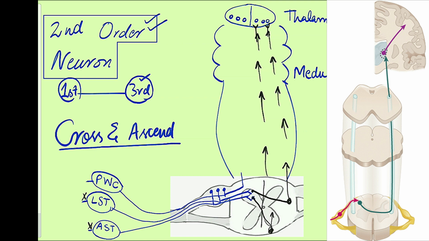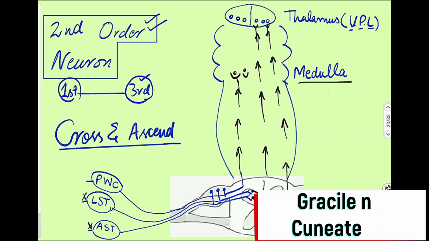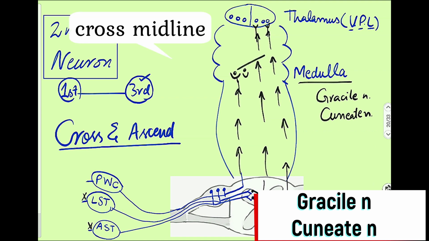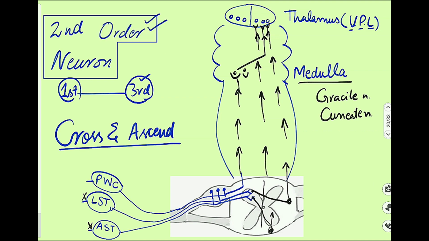Now the posterior white column tract, whose cell body is not present in the spinal cord: the first order neuron will ascend and reach the medulla, where it will find the second order neuron. The first order neuron will synapse with the second order neuron in the medulla. The second order neuron in the medulla is known as the gracile nucleus and the cuneate nucleus. The second order neuron will now follow the principle, and the principle is cross and then ascend. So by crossing and ascending, it will reach the thalamus, where it will synapse with the third order neuron.